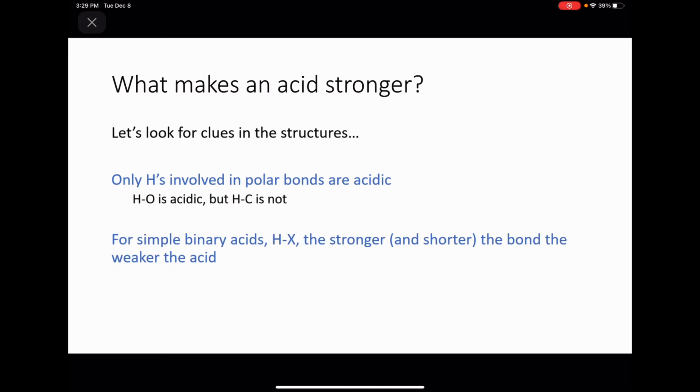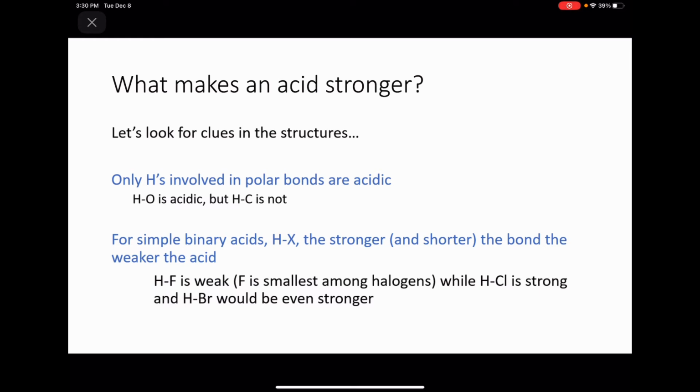And then if we have a simple binary acid, so it's just the proton plus another element, X, for example, the stronger the bond, the weaker the acid. And when we say stronger bond, we typically mean shorter bond. So the shorter the bond, the weaker the acid. And this makes sense because if the acid is going to get rid of the H, the stronger the bond, the harder it is to get rid of that H, to donate it.